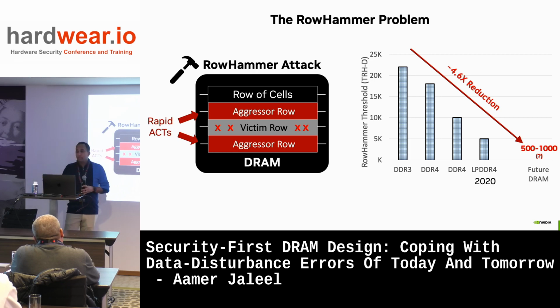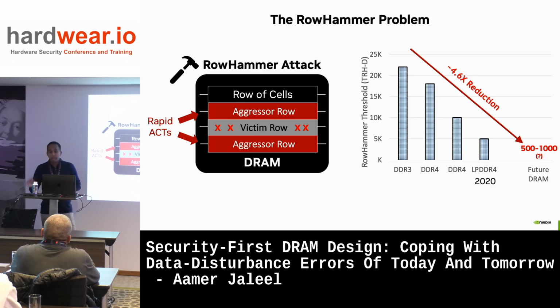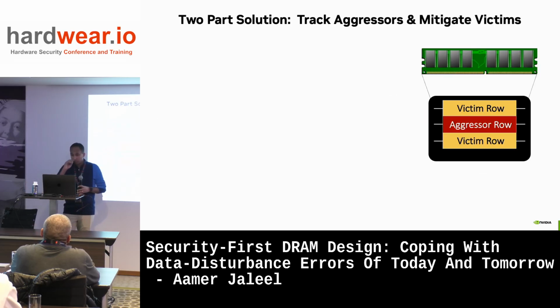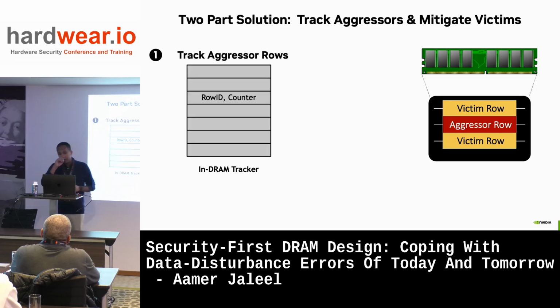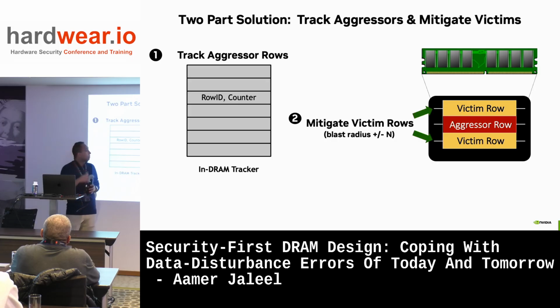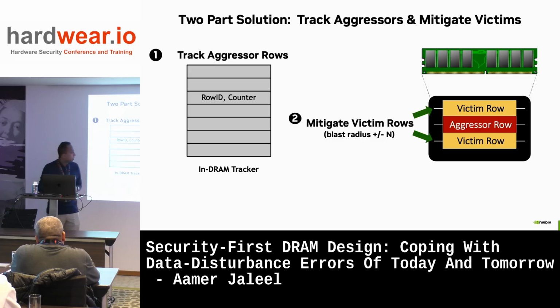Memory vendors have attempted to address this problem directly within DRAM with a two-part solution, right? First, they introduced an in-DRAM tracker, which is a buffer to track aggressor rows. And second, they periodically mitigate these victim rows and potentially neighboring rows, which is called the blast radius, to avoid the bit flips in those victim rows.